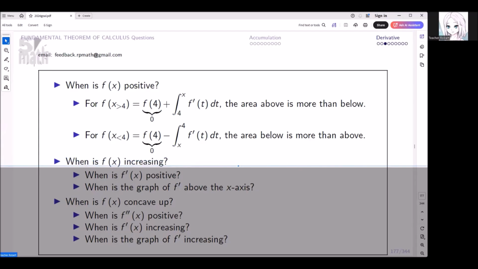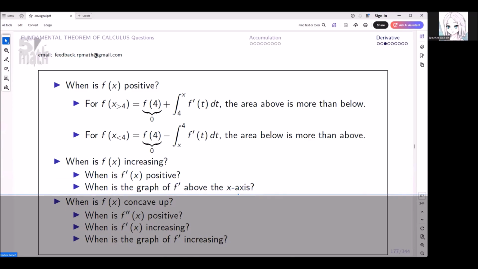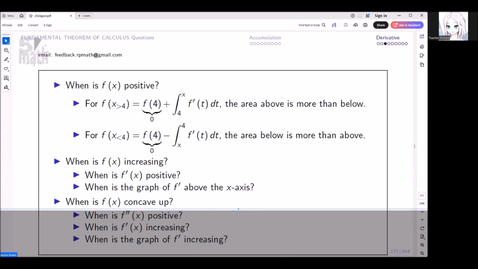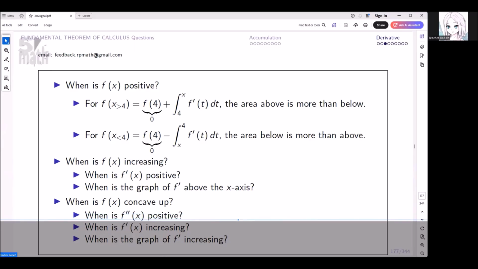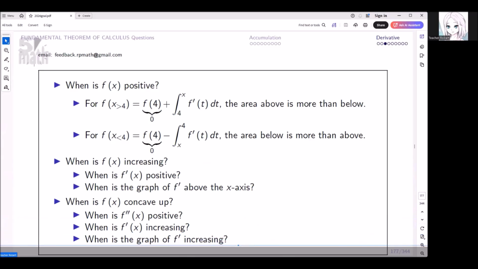When is f of x increasing? When f prime of x is positive. When is the graph of f prime above the x-axis? When is f of x concave up? When is f double prime of x positive? When is f prime of x increasing? When is the graph of f prime increasing?